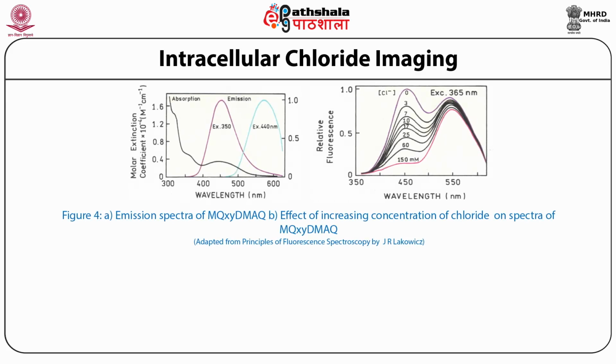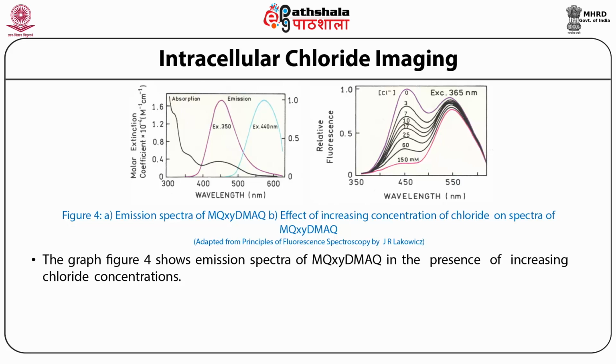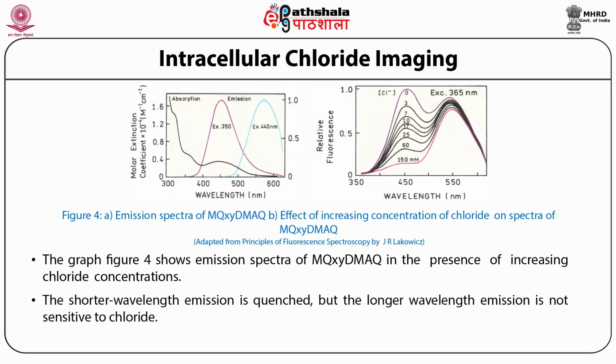Here we can see two figures. One is the emission spectra of MQXY DMAQ and the effect of increasing concentration of chloride on its spectra. The graph shows emission spectra in the presence of increasing chloride concentration. The shorter wavelength emission is quenched. You can see there is a decrease in the intensity with an increase in the chloride concentration, but the longer wavelength, that is, the wavelength at roughly 550 nanometers, is not sensitive to chloride, therefore no effect on its intensity could be observed.